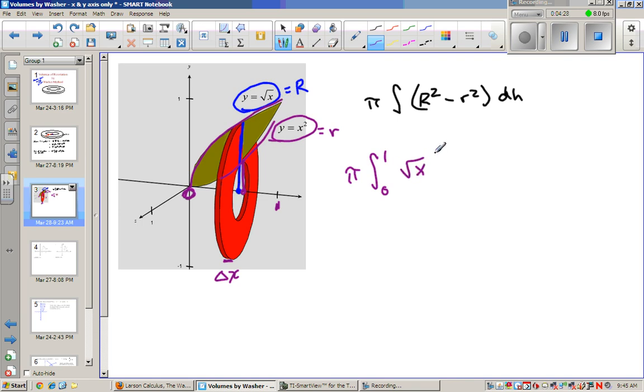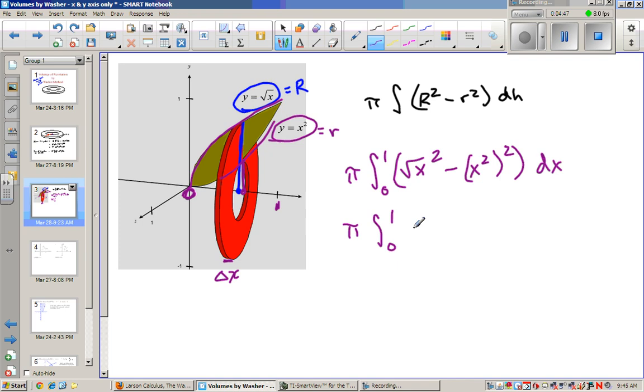So square root x squared. Little r goes up to our bottom function, so that's x squared squared. And then our height is measured as an x, so in this case, we have dx. This looks like a nice simple one to do by hand, so I'm just going to finish this out.